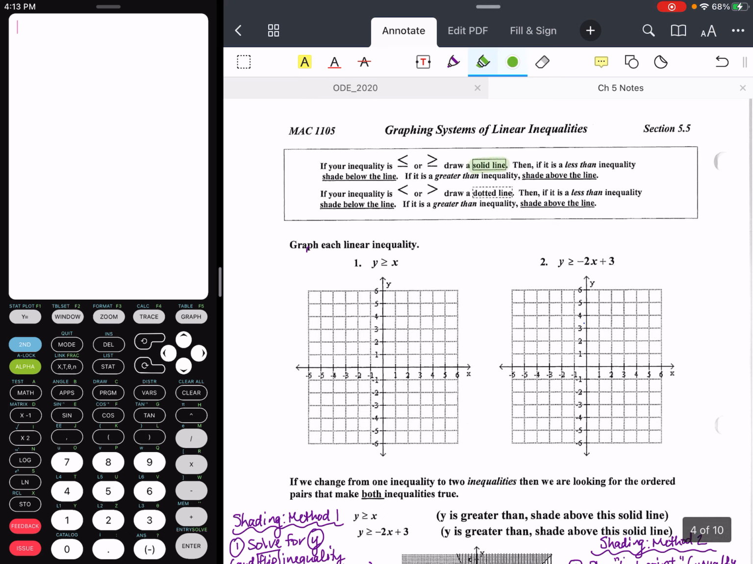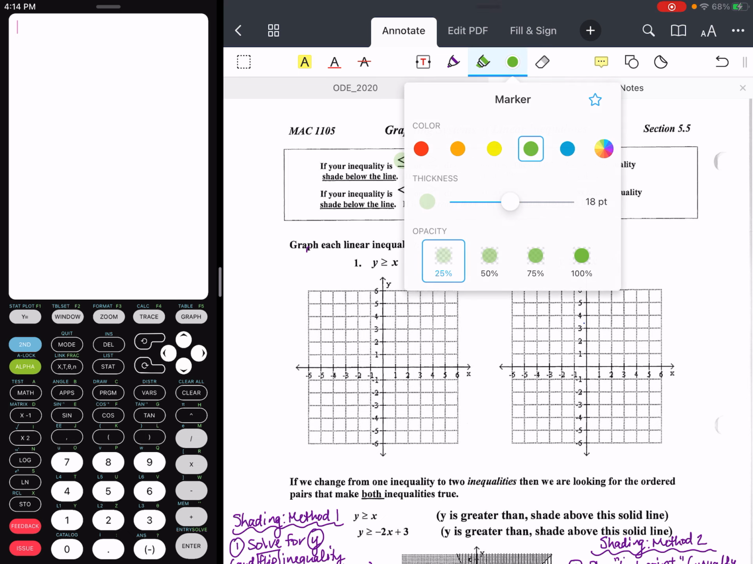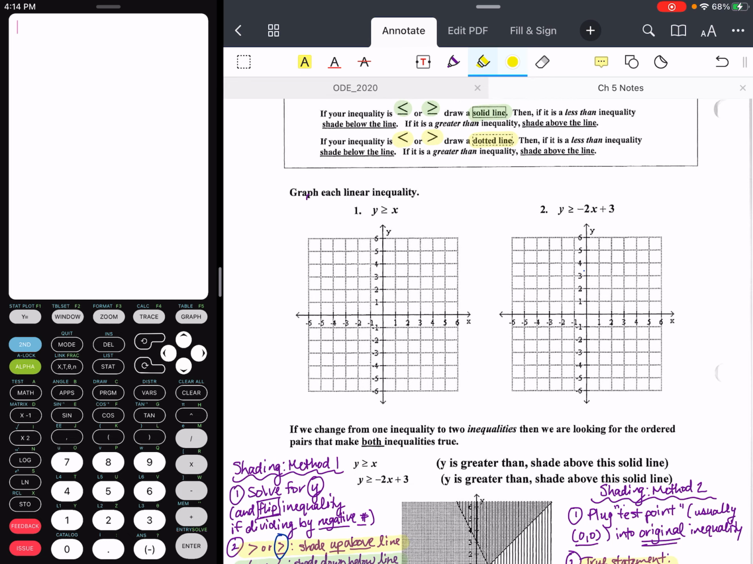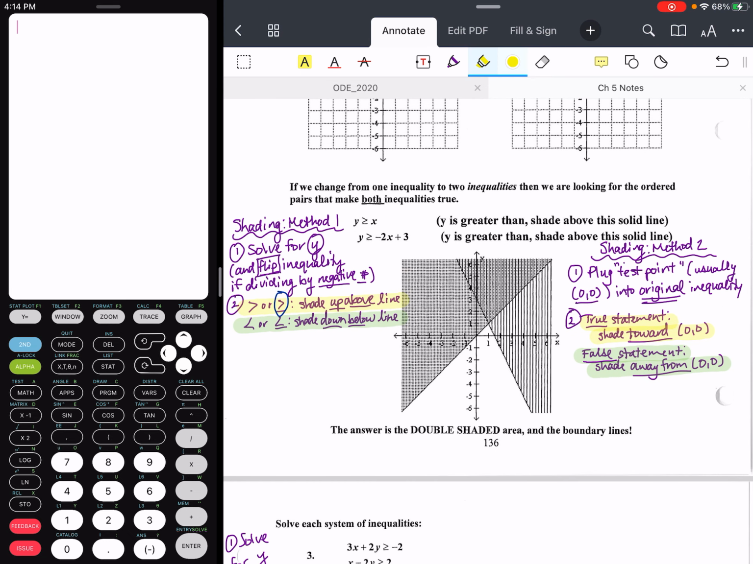One is whether we're drawing with a solid line, which we would do if we have a less than or equal to or greater than or equal to symbol, or whether we're drawing these with a dotted line, which we do with just less than or greater than symbols. So that's the first choice we need to make. And then for shading, I talk about shading up here in the box, but I broke it down here as well. There are two methods that you could use for shading.